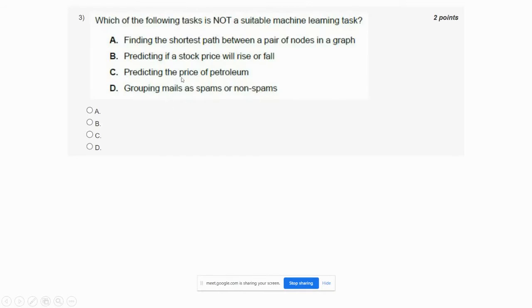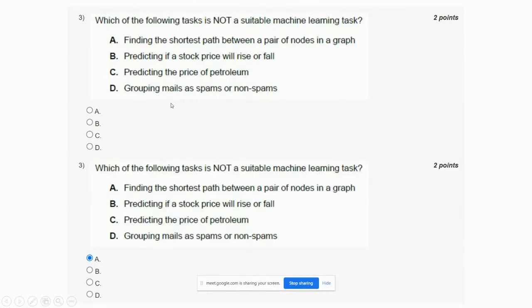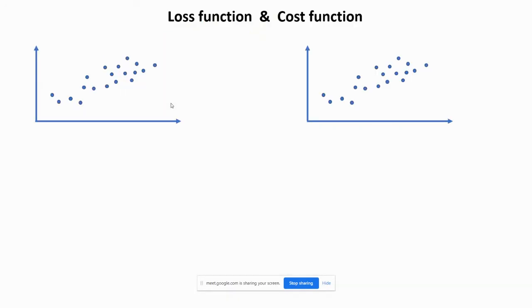Okay, what about C? This is regression. What about D? This is classification. Very good. So now that you've understood this, we will move to the loss function and cost function. I was told to make a video on this one, so we will cover this aspect briefly.